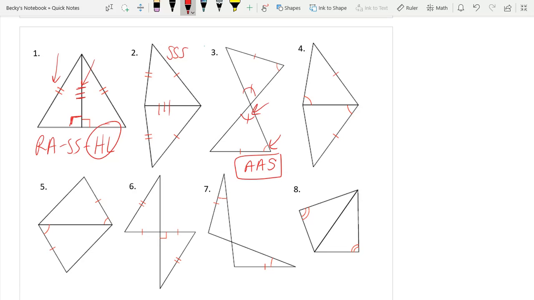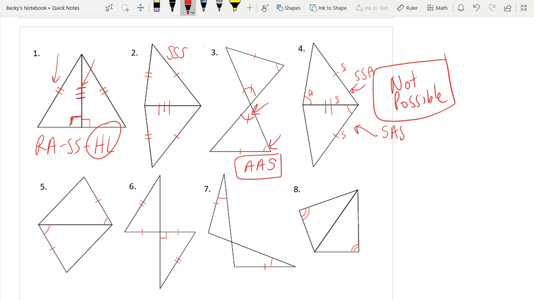All right, moving on. Number 4. Again, I have a reflexive side. Now, this one's tricky because if I look at this second triangle, I see a side, and in between's an angle. So this bottom one is SAS. But the top triangle is not quite the same. I have 2 sides, but the angle's not in between. So technically, I have ASS or SSA. So they're not the same. So you can't prove it. It's a trick. It's not possible.